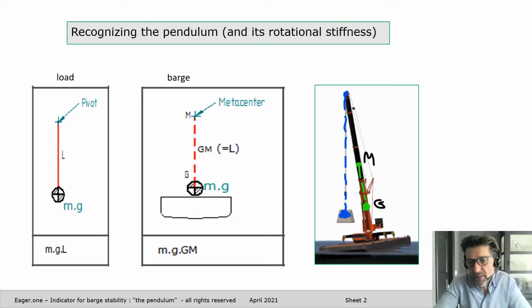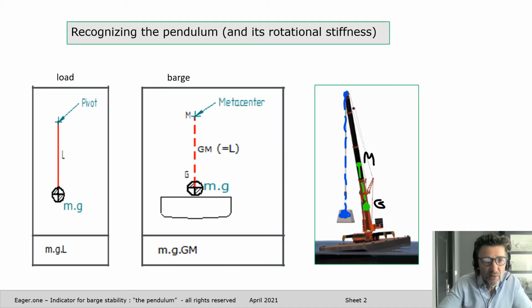This GM value is a kind of virtual pendulum. The G stands for the COG position, and the M stands for the rotational point of the crane barge combination, as a kind of pivot. So now you have two pendulums which are determining the complete stiffness of the complete situation. At the left picture you see the load. At the middle picture you see the barge represented as a pendulum, which also can be seen at the right picture in green and blue.